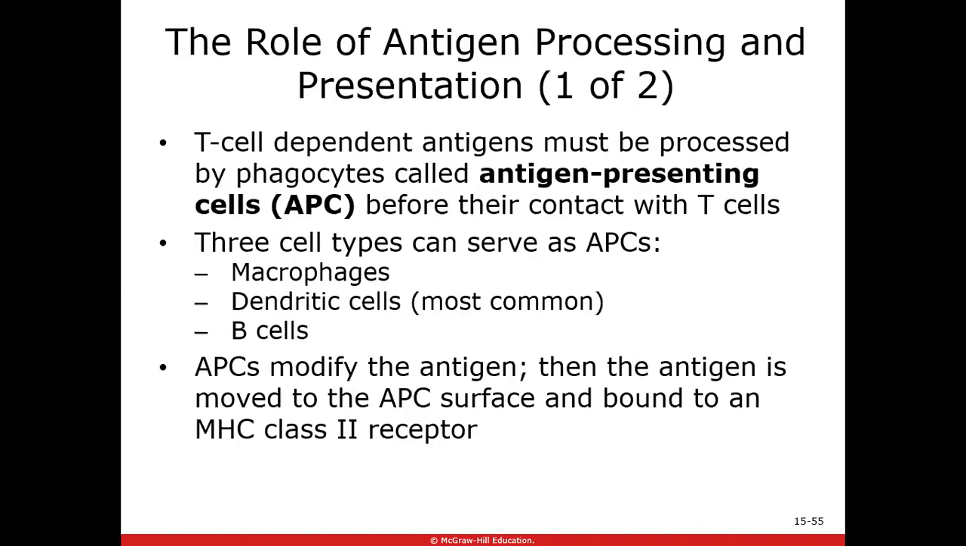T cell dependent antigens must be processed by phagocytes called antigen presenting cells. This is the same thing we were talking about with that figure. You have three cell types that can serve as antigen presenting cells: macrophages, dendritic cells (the example we were using was the dendritic cell), and B cells can act as antigen presenting cells as well. Antigen presenting cells modify the antigen. Then the antigen is moved to the APC surface and bound to an MHC2 receptor.